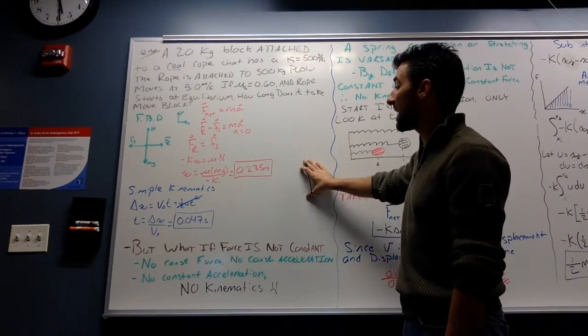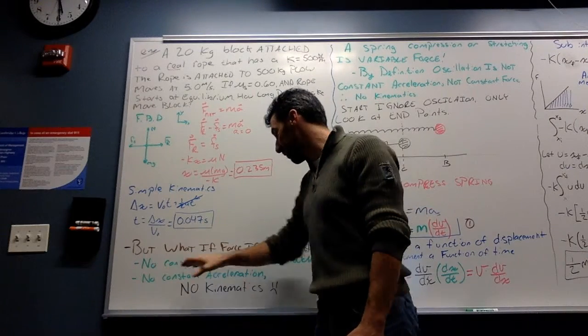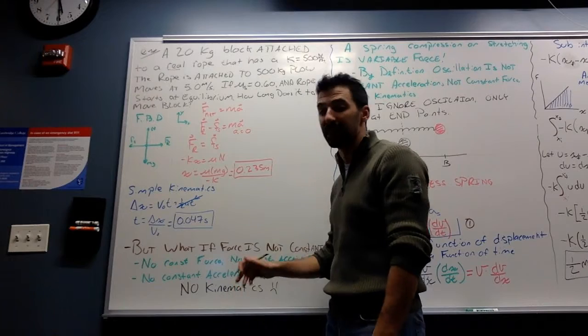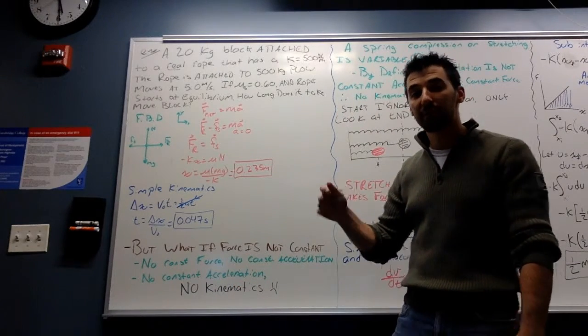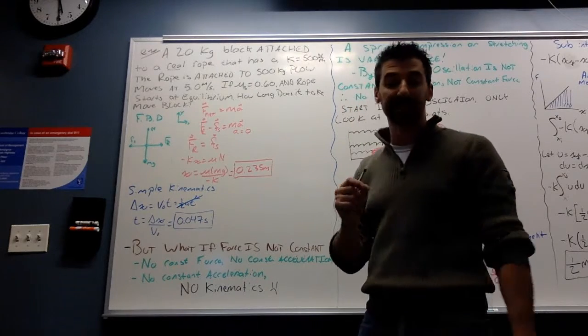Now, this was a simple example, but it was an indirect question. What makes examples after this harder is, what if we don't have a constant force? No constant force means no constant acceleration, and no constant acceleration means we cannot use our kinematic equations. So from here, there are 4 things that I'm going to suggest. Thing number 1, read your textbook on this section.